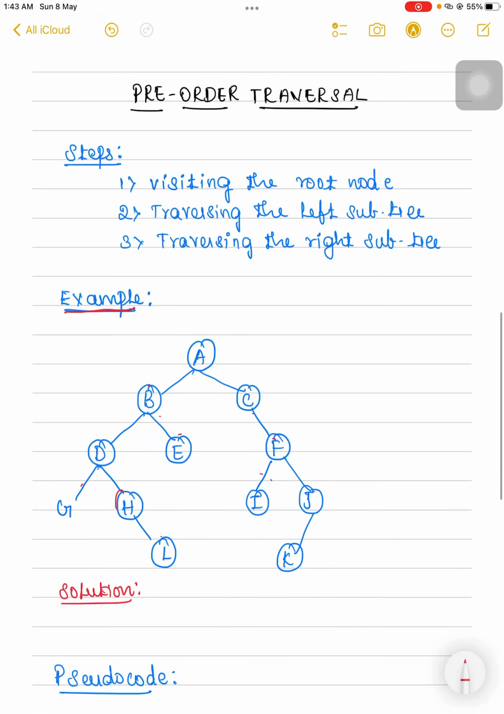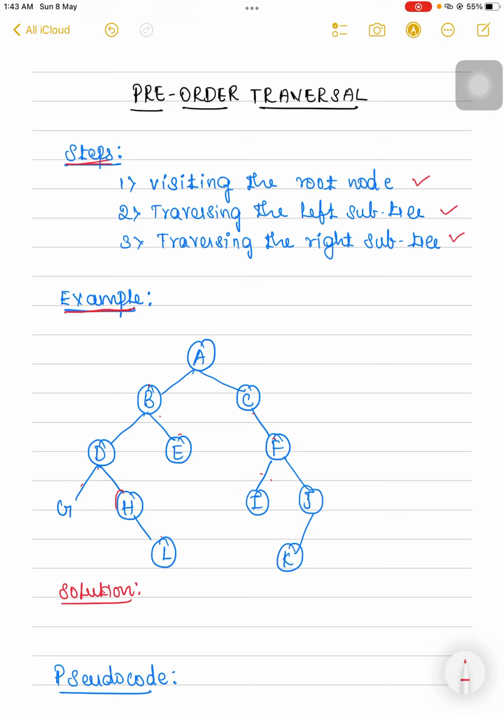I'm going to discuss pre-order traversals, and these are the steps for performing pre-order traversals. The very first step is visiting the root node. The second step is traversing the left subtree, and the final step is traversing the right subtree.